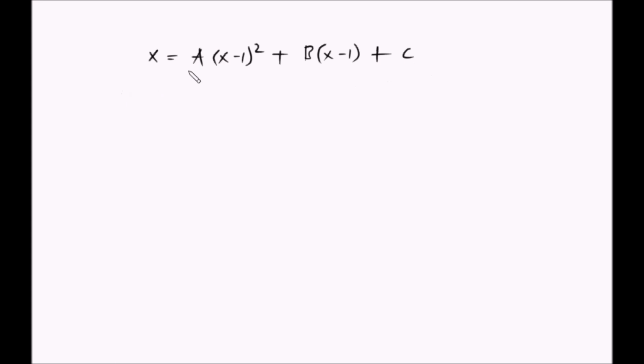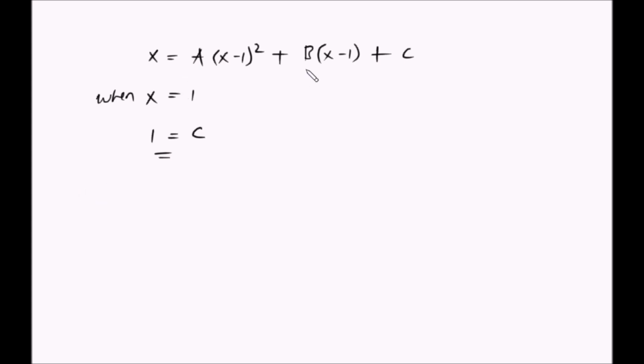So kupata c ni rahisi. We can eliminate a and b kwa kusema x ni nini? Ni 1. So when x is 1, 1 minus 1 ni 0 kwenda, 1 minus 1 ni 0 kwenda. Hapa itakuwa c. Kwa hiyo kumbe c ni 1.